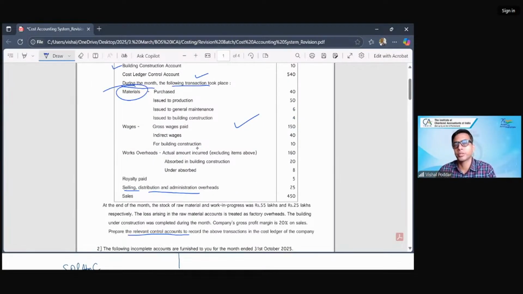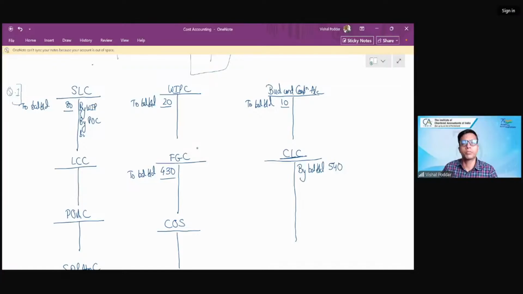So the first transactions are related to material: material purchase, material issued for production, issued for maintenance, and for building construction. One is given to production, so it is given to WIP. One is given to maintenance, where I'm assuming the maintenance is of machinery, so production overheads control. Then one is given for building construction.